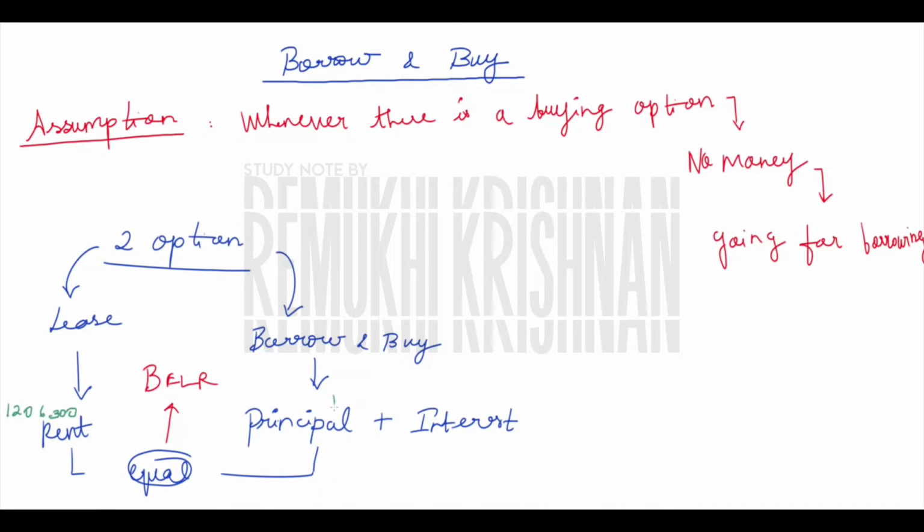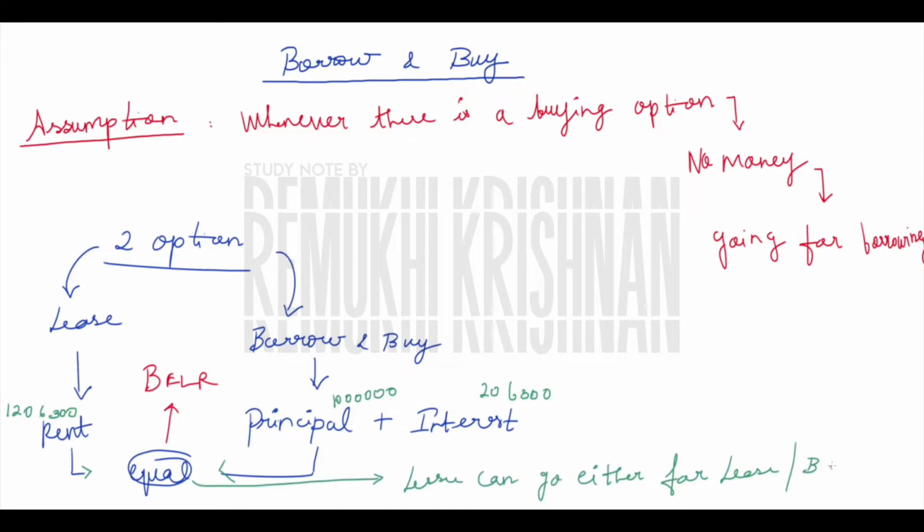If your rent is rupees 12 lakh 6,300 under the lease option, and under the borrow and buy option your principal is 10 lakh and the interest comes to be 2 lakh 6,300, then obviously you see both are the same. So the lessee either can go for lease or he can go for borrow and buy. Both will land him in the same position. So this is how we are going to conclude that the lessee can go either for lease or borrow and buy. So the result will be the same.